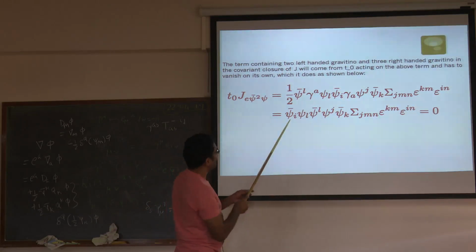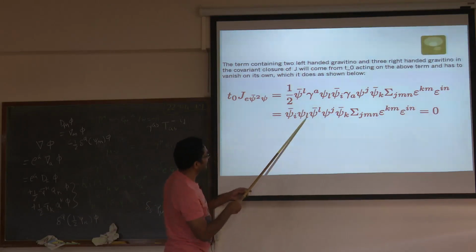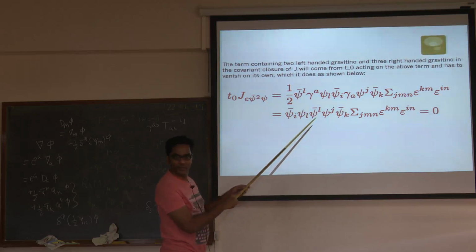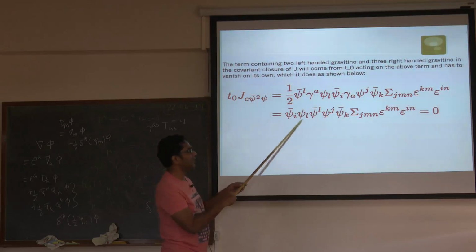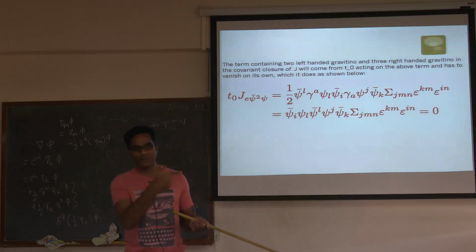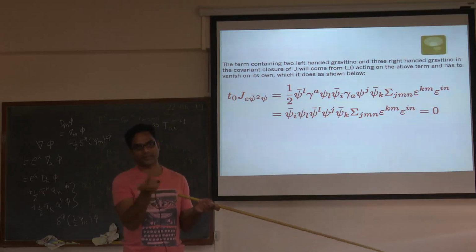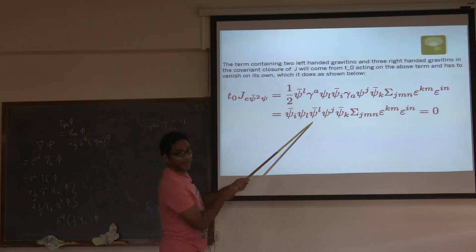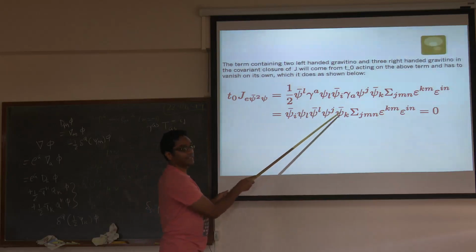After you arrive at this, you realize that psi bar I psi L is antisymmetric in I and L, because it's a wedge product. I mean, usually psi bar phi is equal to phi bar psi, but here it's also a wedge product. So there is therefore another negative sign because of that. So this is antisymmetric in I and L. This is antisymmetric in L and J.